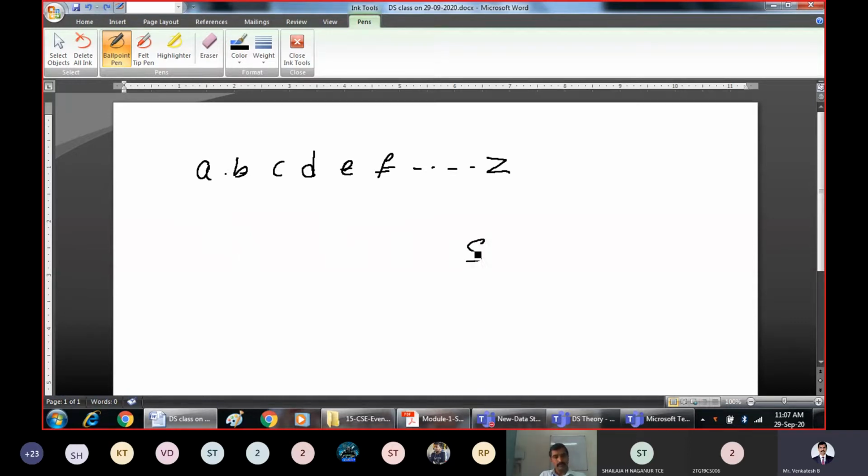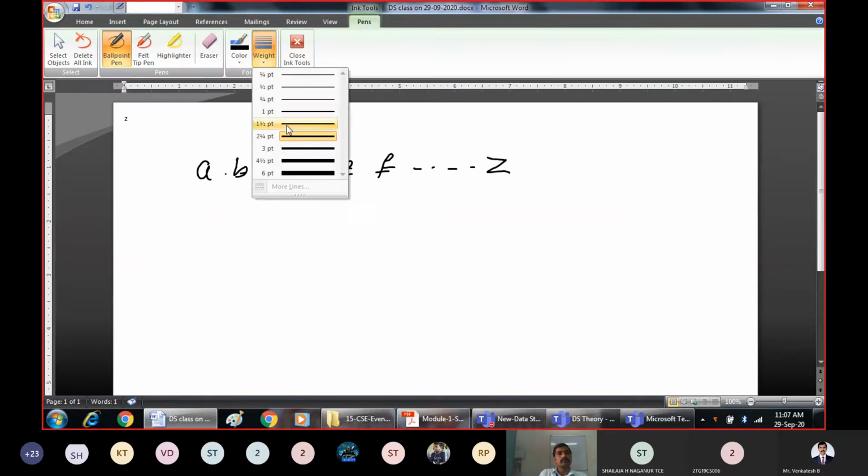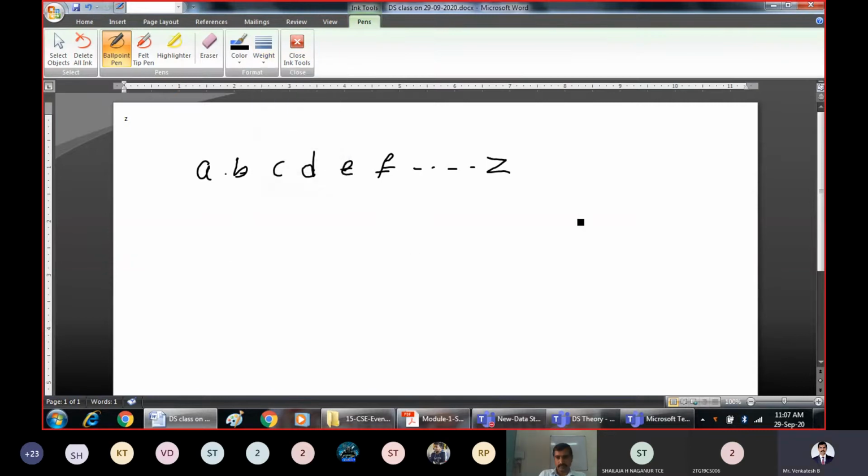Say for example, I'll take one more example. That was the example for a single character, but usually patterns will have more than one character. Say, for example, this is the pattern that I want to find. I want to find the pattern CD. So is CD present here? Yes, we have CD here. This is the pattern that we want.